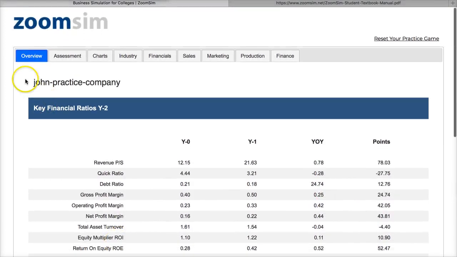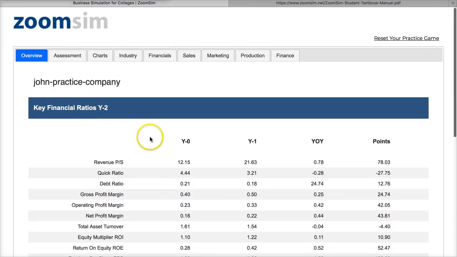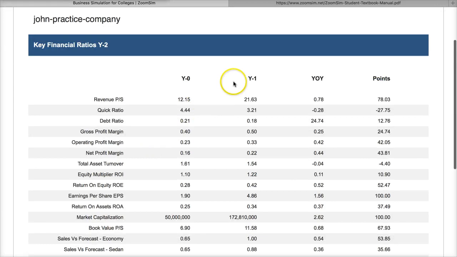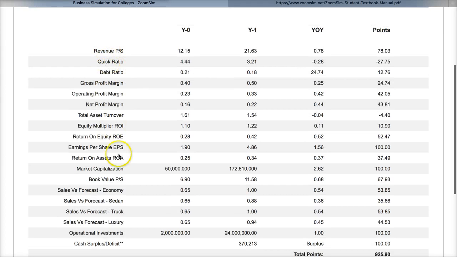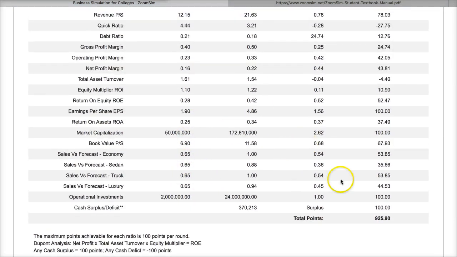So this overview, I'm in round 2 now. The overview says it compares year 1 to year 2 financial indicators. These are things we're going to learn in chapter 3, these financial indicators. So what I'm being judged on is how much I improved over the last year. And I improved quite a bit, to where I made 925 points.